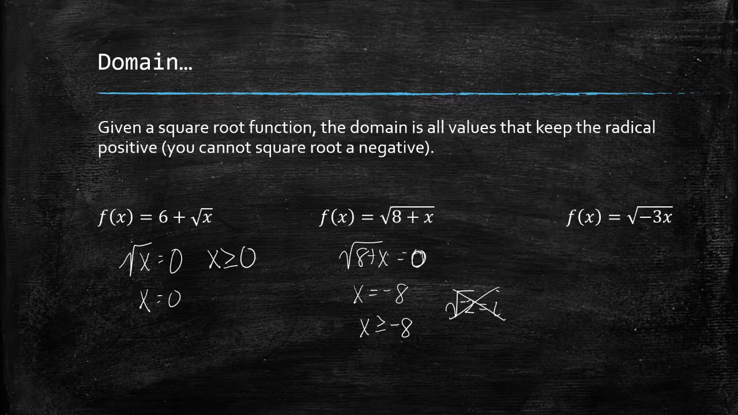So my domain is going to be anything greater than or equal to -8 because that's what keeps my radical nonnegative. Same thing with this last one. I'm going to say the square root of -3x equals 0. So if -3x equals 0, then x equals 0 as well. So this is another one where anything less than or equal to 0 is going to keep my radical nonnegative.